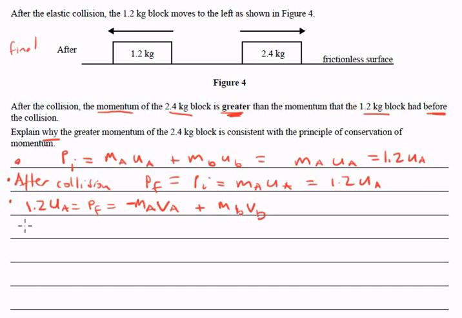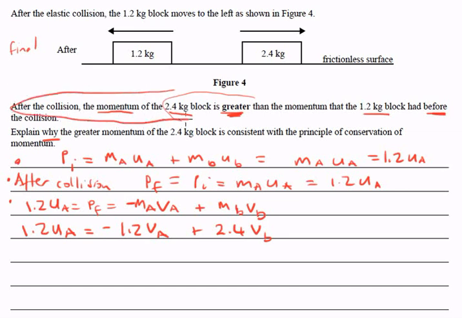So let's put all the numbers in. We get 1.2 uA equals negative 1.2 vA plus 2.4 vB. Now, what are we comparing in this question? We're comparing the momentum of the 2.4 kg block after, compared to the 1.2 kg block before.